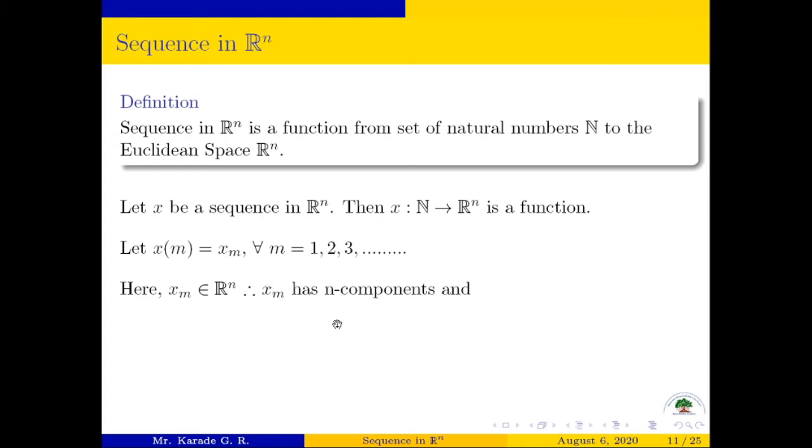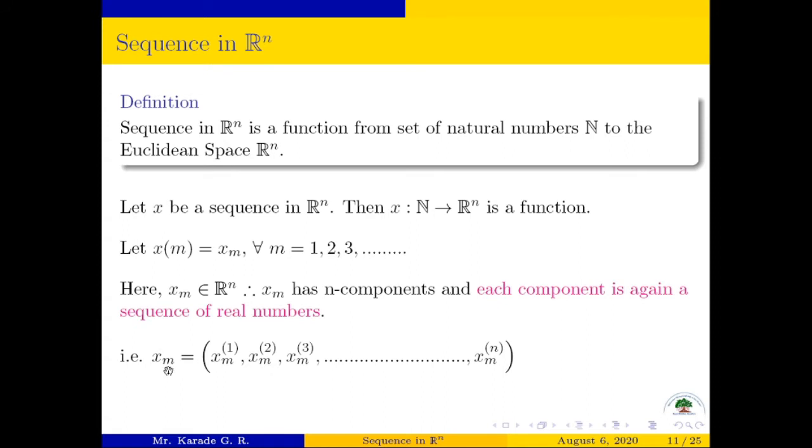Therefore, xm has n components, and importantly, each component is again a sequence of real numbers. So here xm is the general term of that sequence, and this general term has n components. The first component is xm1, second component is xm2, third component is xm3, dot dot dot, and nth component is xmn. All these components are again sequences of real numbers. This is one sequence, this is our second sequence, this is our third sequence. So this is our mth term of the sequence xm in Rn. Here xmi is a sequence of real numbers, meaning components are sequences in real numbers.